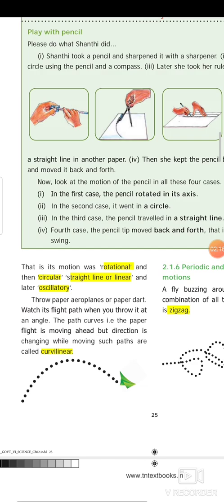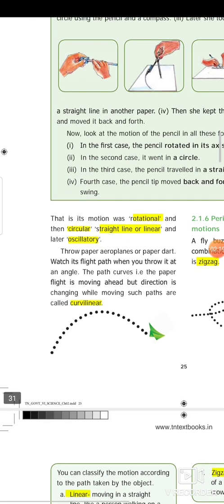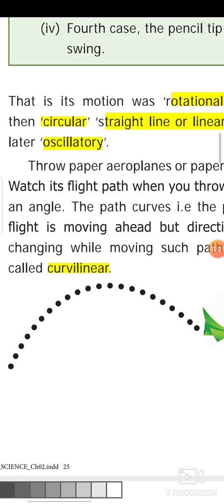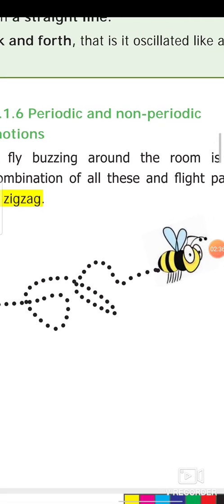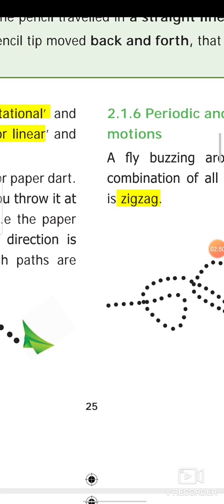Also there are two more different types of motion. See this picture. In this picture, you are playing with a dart or a paper aeroplane. Its path will be like a curvilinear motion as shown in the picture. See here, this is the movement of a buzzing bee. It doesn't follow a particular track. It moves randomly, so it can be called a zigzag motion. It can move anywhere and everywhere in an irregular path. So it is known as zigzag motion.